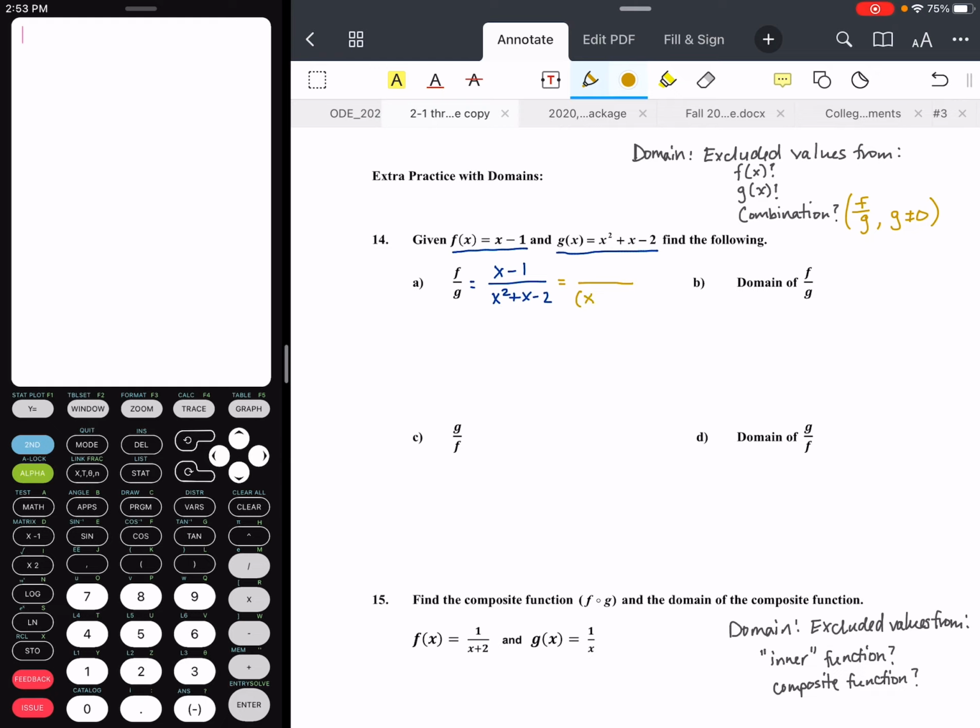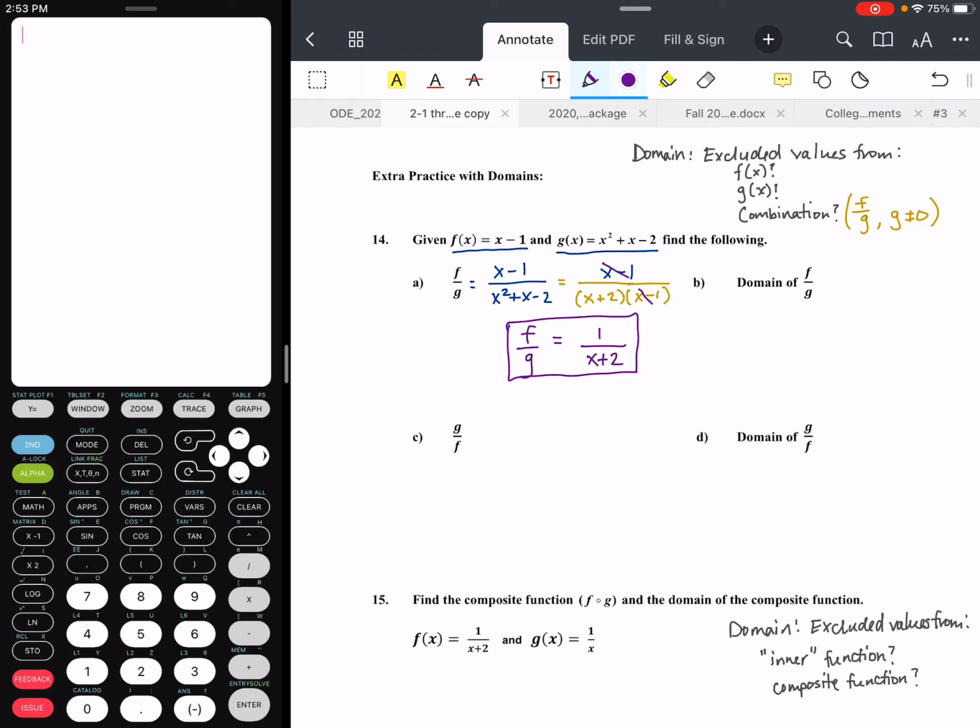This gives me, if I factor, x plus 2 times x minus 1. And then I still have that x minus 1 up top. So I'm able to cancel out that common x minus 1 factor. So this simplifies to 1 over x plus 2. So if I said, what's the quotient function? You would say it's equal to 1 over x plus 2. That would be your final answer because you want to fully simplify and cancel.